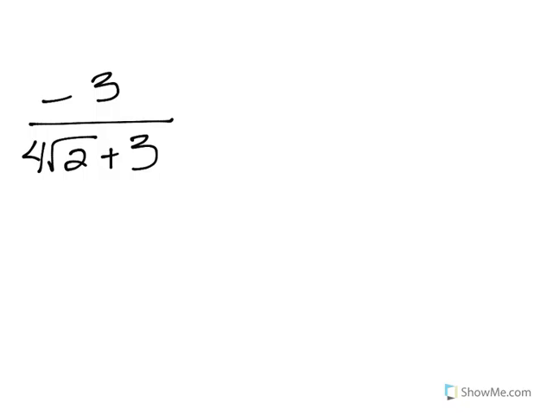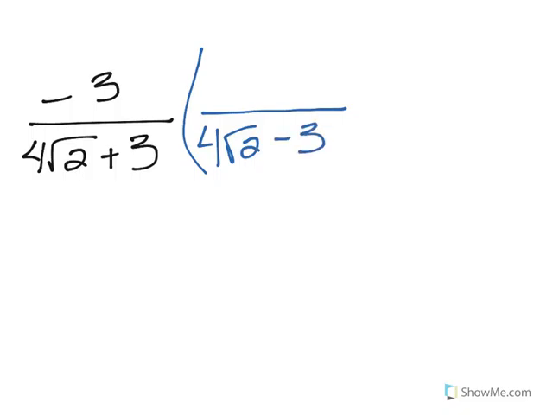So the conjugate is the thing in the denominator, but you're going to change the sign in the middle. So since this is added, we're going to change the sign to subtraction. So everything stays the same, but we change it to -3 instead of +3.